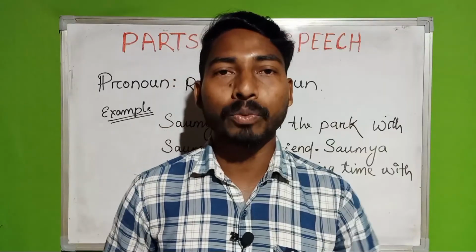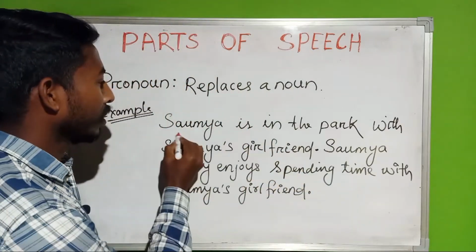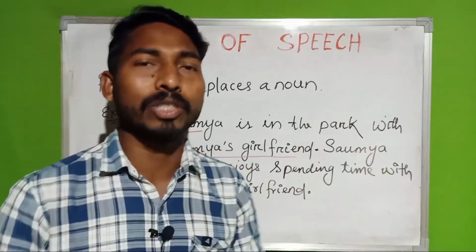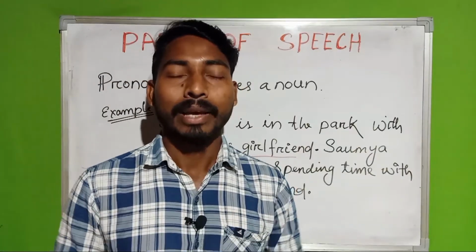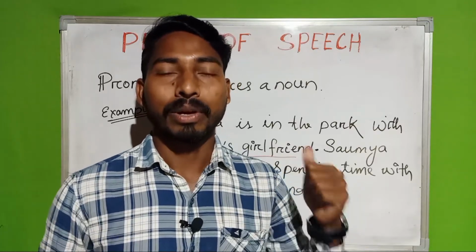Well, the problem is we keep on repeating the Soumya and Soumya's girlfriend. We keep on repeating, and this is quite unnatural. We don't talk like that. And to avoid that kind of repetitions, we can use pronouns.